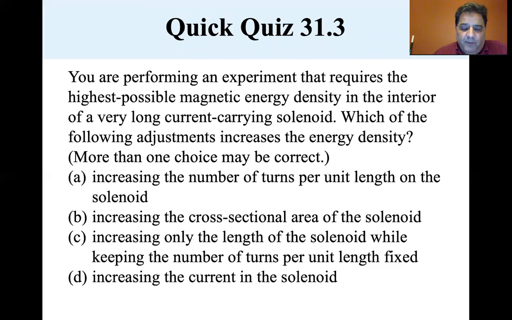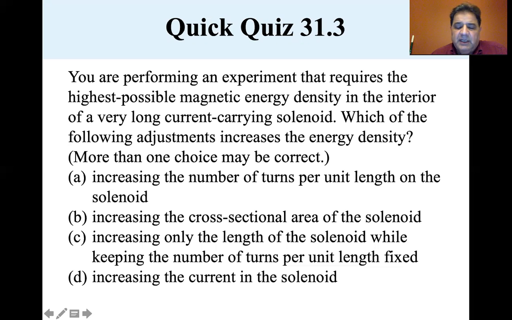Okay, let's see. You're performing an experiment that requires the highest possible magnetic energy density in the interior of a very long current-carrying solenoid. Which of the following adjustments increases the energy density? Now you can choose more than one choice. You can increase the number of turns per unit length on the solenoid, or you can increase the cross-sectional area of the solenoid, increasing only the length of the solenoid while keeping the number of turns per unit length fixed, or increasing the current in the solenoid.